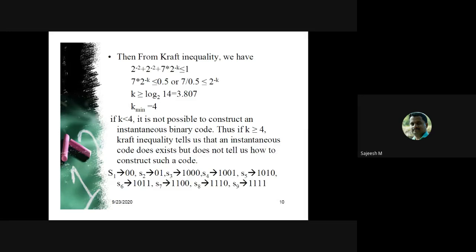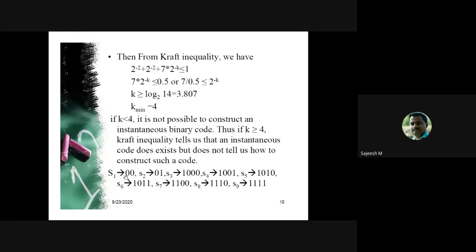Anyway, we can comment on whether it is instantaneous or not for a set of code words with particular code word lengths. Here, in this case, the first two code words with length 2 and the remaining 7 with code word length 4 satisfy the Kraft inequality, and we can say that with these code word lengths for the 9 symbols, it will be an instantaneous code.